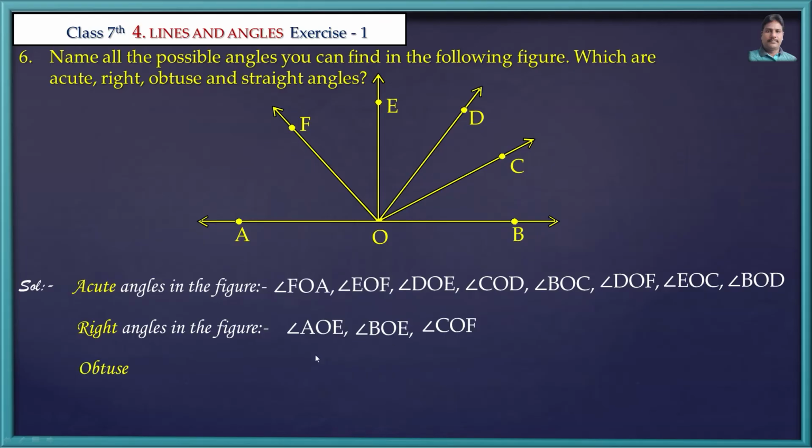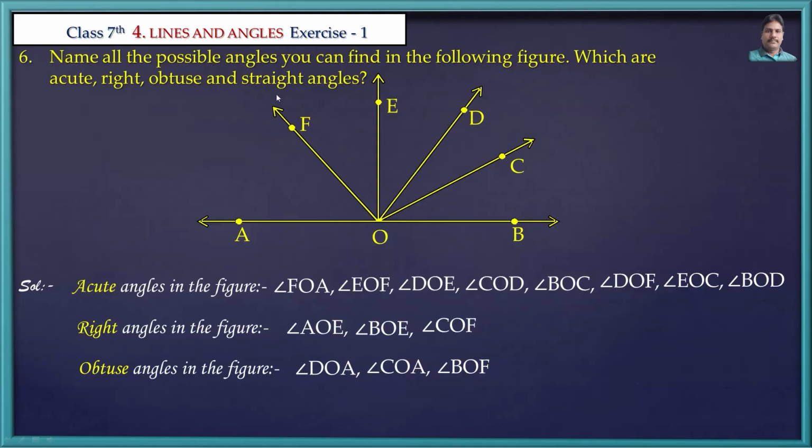Next, obtuse angles in the figure. Obtuse angles means greater than 90 degrees. We can take angle DOA. This is greater than 90 degrees, and we can take angle COA. This is also an obtuse angle. Also we can take angle BOF. These are all the possible obtuse angles in this figure.